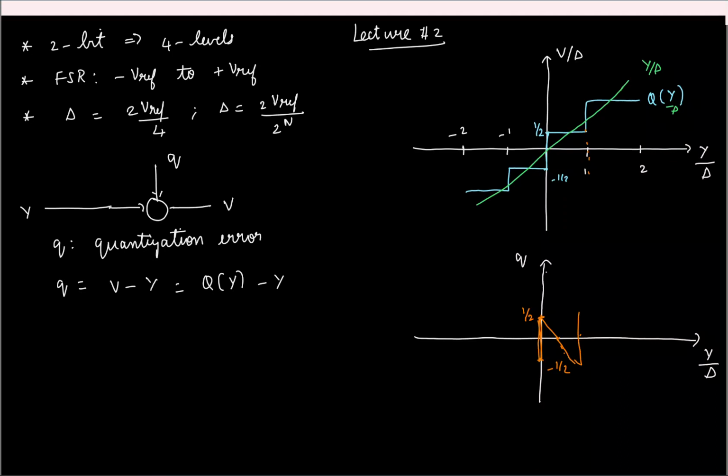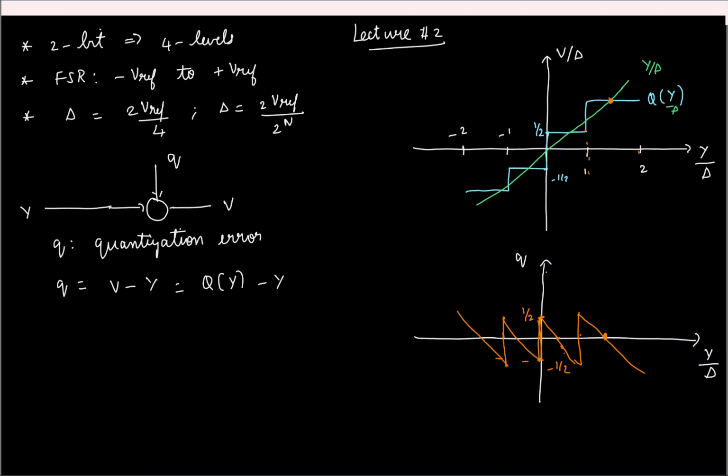Wherever you have the jump in the step characteristics, even in the quantization error plot you will have the same jump, and then it will do this. And wherever these two guys intersect, it will go to 0. So same thing will happen here. Here at this point you will have a jump, and then you will have something like this.